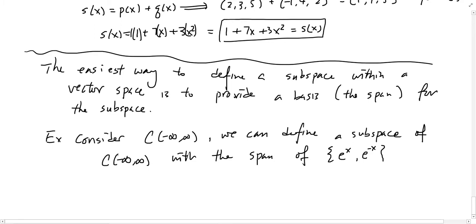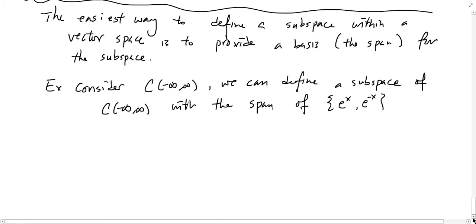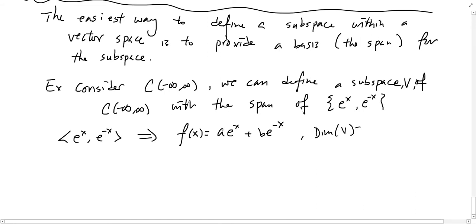So in this case, what this subspace would be. If I define this subspace as the span of these two vectors, I can go and say it is basically equal to any function in this form. That would be the type of functions. And in this case, we define this subspace, I'm going to call it subspace V. And we know that the dimension of V would have to be 2 because it has 2 elements within this vector space.